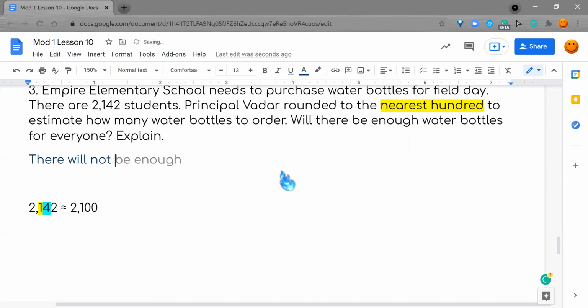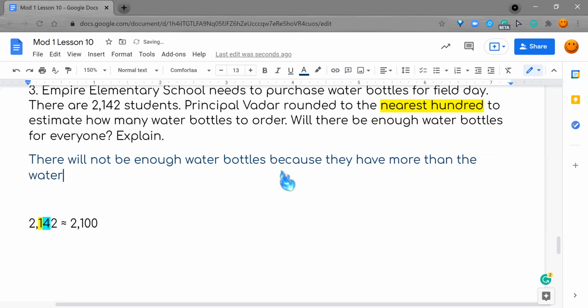There will not be enough water bottles because they have more students than water bottles ordered. Do you see that? We have 2,142 students. He ordered 2,100.